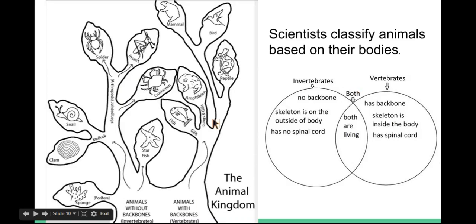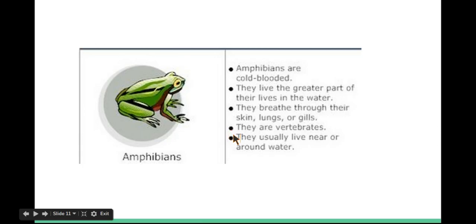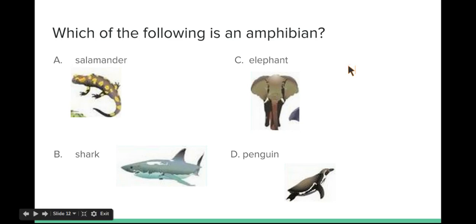However, there are 5 different types of animals that do have a backbone. The first one that we're going to talk about today is called an amphibian. An amphibian lives a lot of their life in the water. They breathe through sometimes their gills when they're babies and their lungs when they grow up. They usually live near the water and they have wet skin, but not scales. They are cold-blooded, meaning whatever the temperature is outside, that's their temperature too. Which of these animals is also an amphibian?